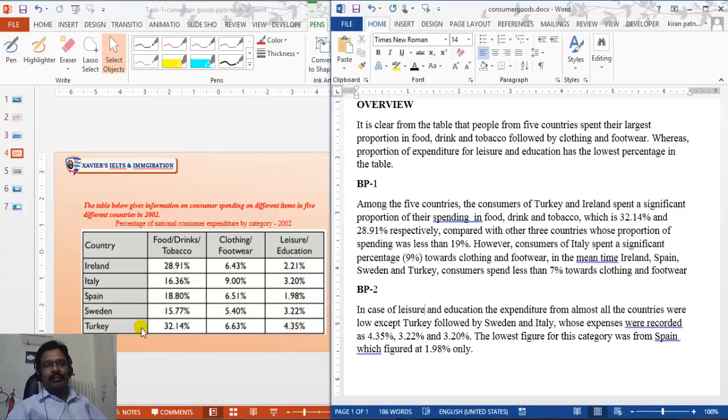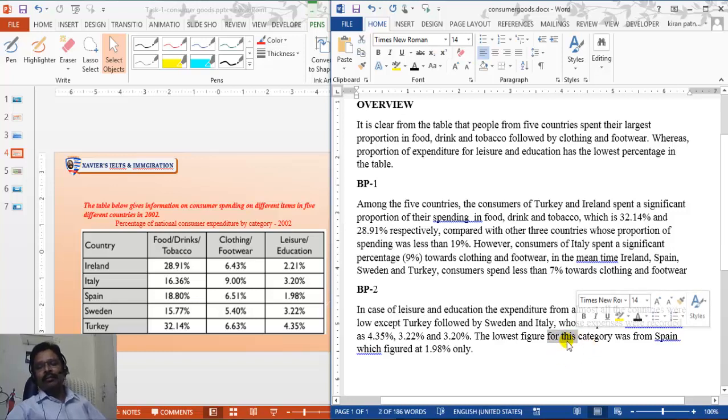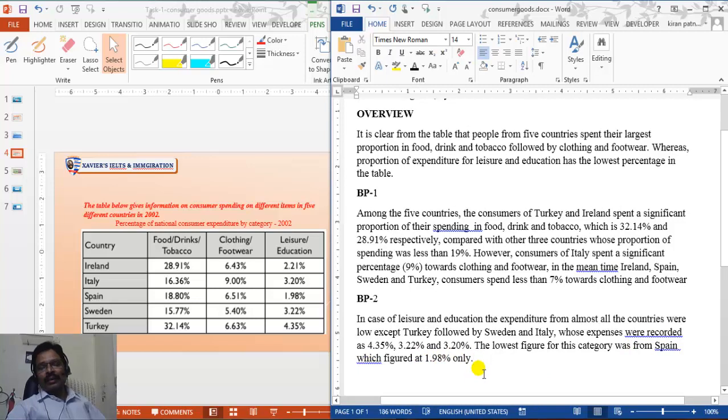See what I have taken from here. I took 4.35, which belongs to Turkey, is the maximum, and then 3.22 and 3.20. I have taken these three figures as the higher side, and then I mentioned the lowest one, right? So whose expenses were recorded at 4.35%, 3.22% and 3.20%. The lowest figure for this category, see, this is called back reference, right? This category, which category am I talking about? I'm talking about leisure and education. So this category will refer to leisure and education. This category was from Spain, which figured at 1.98% only. So this is the end of the task 1 writing.